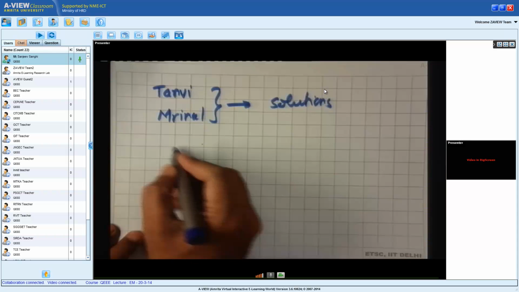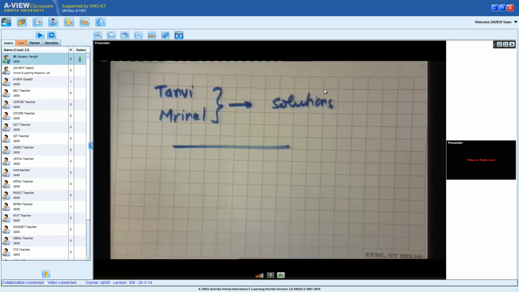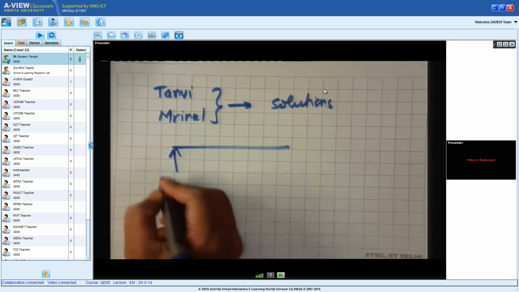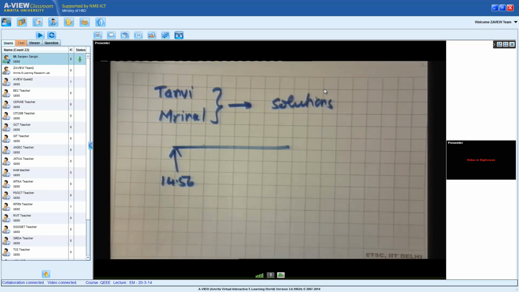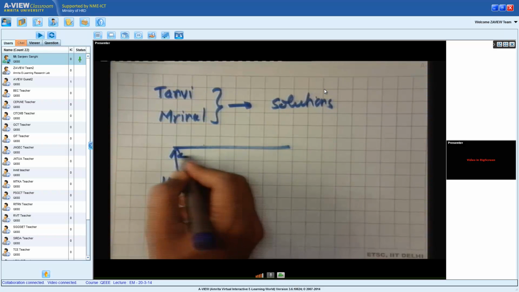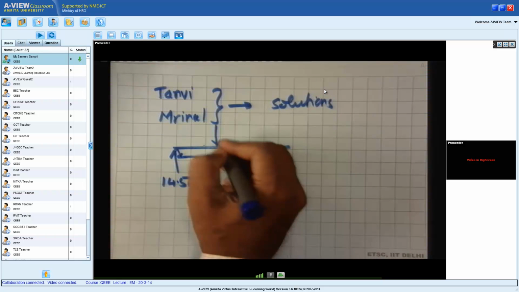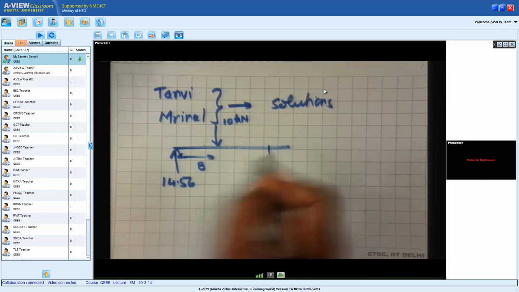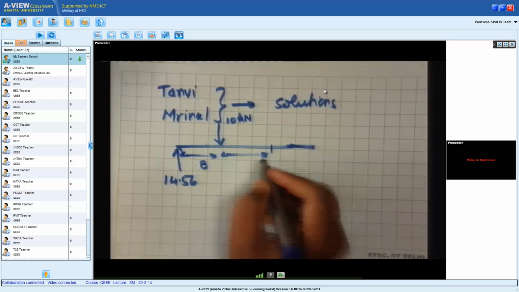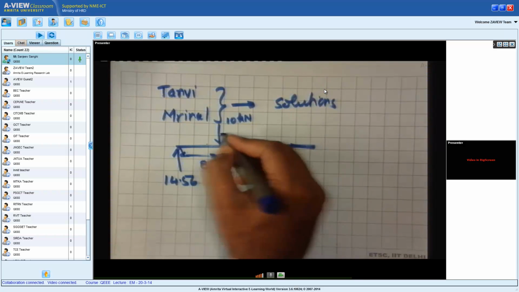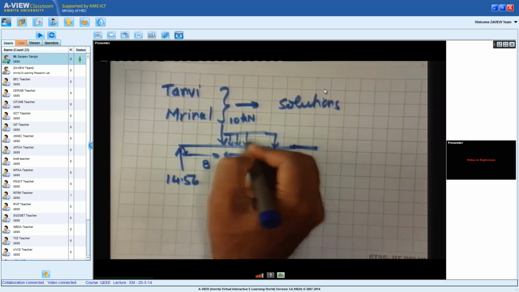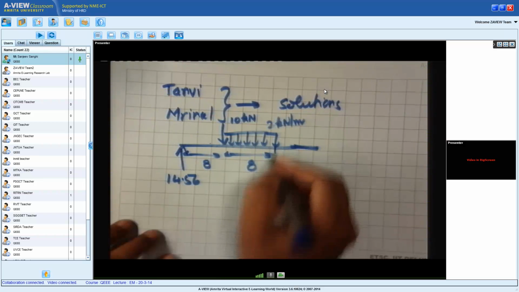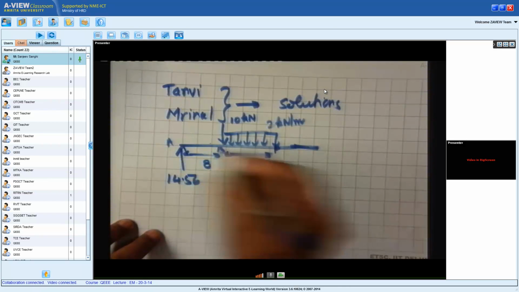So without any ado, let's have a look at what our problem was, and I'll just draw the final free body diagram. On the beam, there was a support force of 14.56 kilonewtons, and then at a distance of 8 meters, there was a point force of 10 kilonewtons, and also for the next 8 meters of the beam, we had a uniform distributed force of 2 kilonewtons per meter. This was point A, point B, point C, point D.